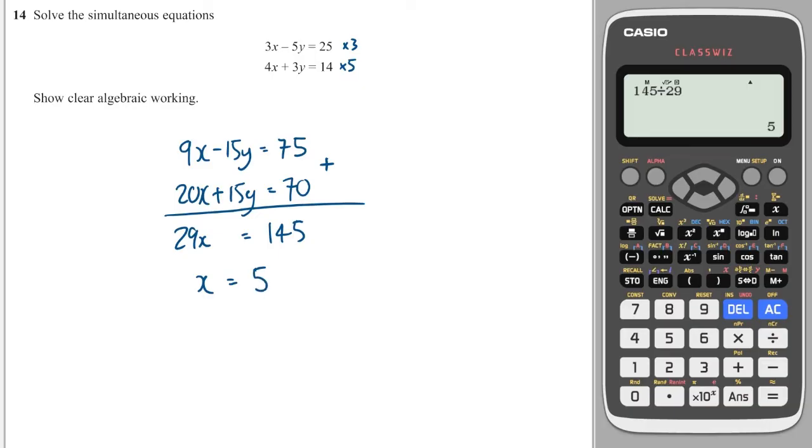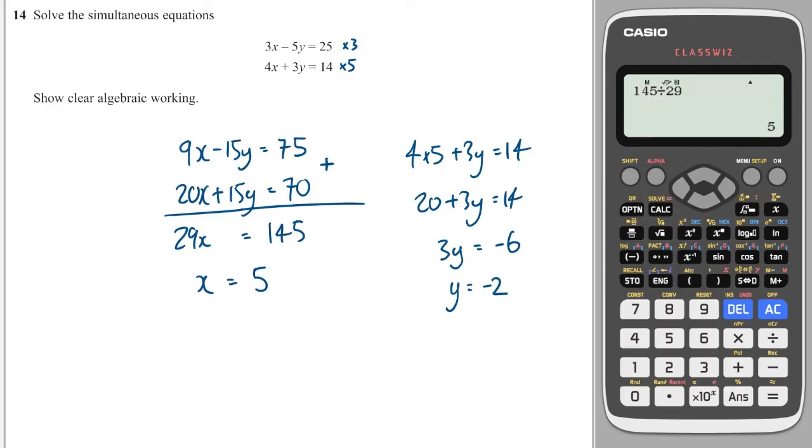We divide through, so 145 divided by 29, which gives me 5. So x is 5. And then we look at either of these equations. I'm going to pick the bottom one. So I'll do 4 times 5, because that's what x is, plus 3y equals 14. So 20 plus 3y equals 14. Subtract 20 from both sides. Gives me minus 6 over here. So y is equal to minus 2.